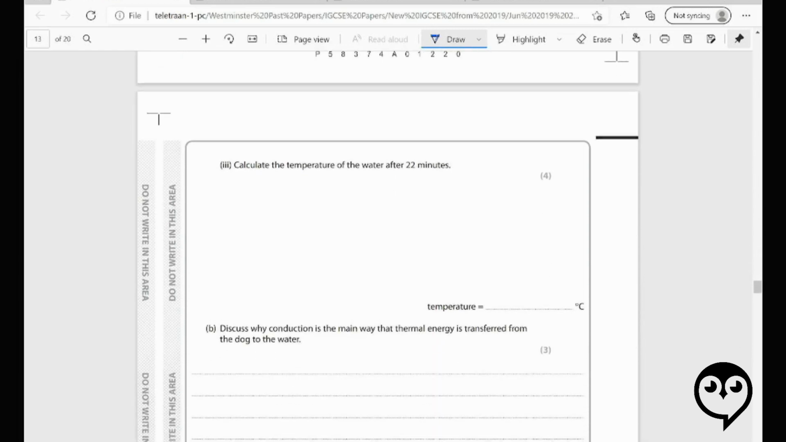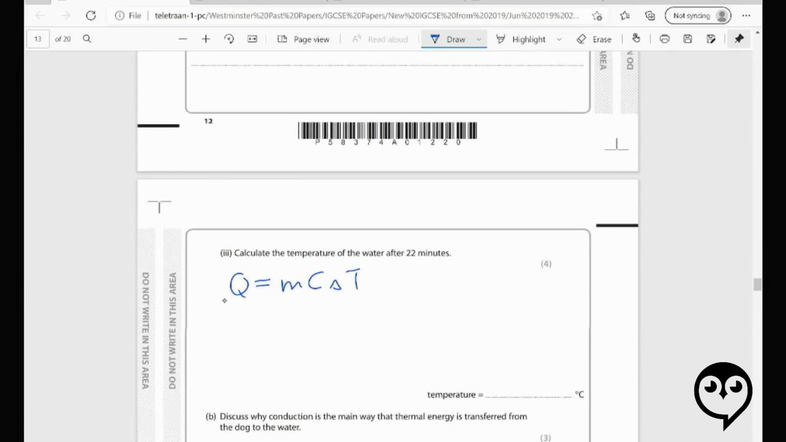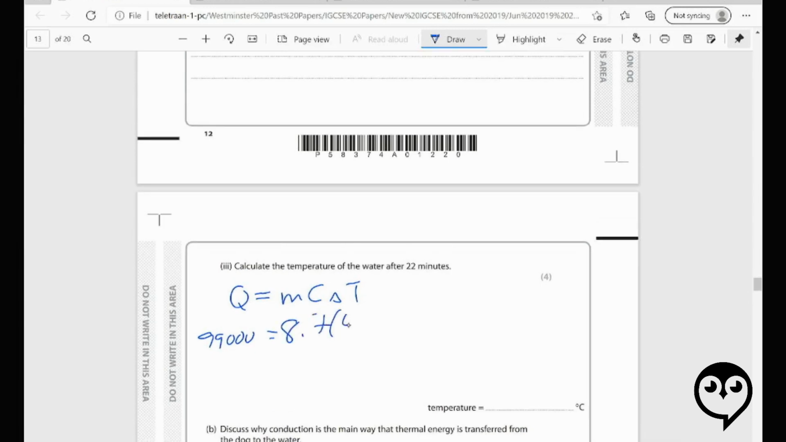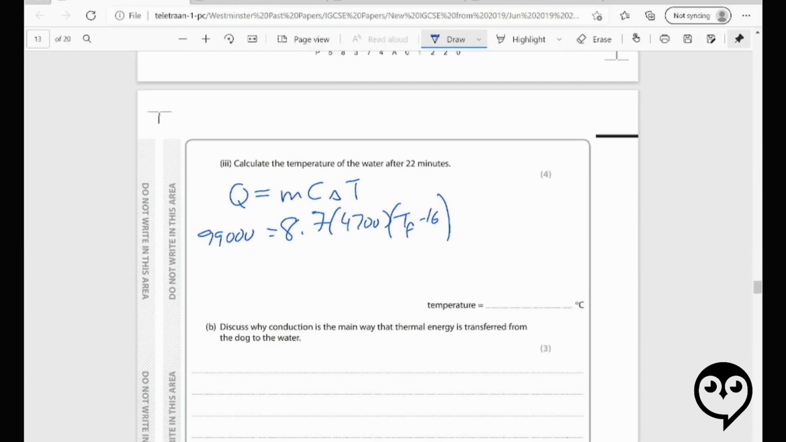Calculate the temperature of the water after 22 minutes. Okay. Well, our Q equals mcΔT equation is going to be here, and we're going to equate this energy here. The E is now a Q. We'll have 99,000 joules. All right. The mass was 8.7, 4,200 for our rounded up specific heat capacity, and the ΔT. Okay, so we're going to have a final temperature minus 16, because 16 was the initial temperature. I'm going to take the 99,000 and divide by this stuff. Okay, and that's a 4,200.